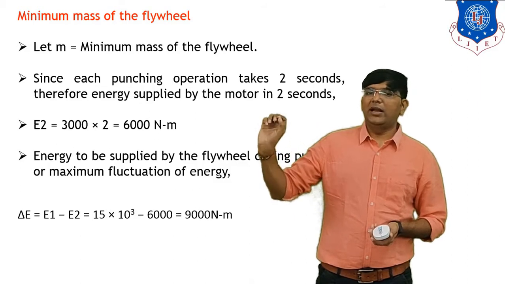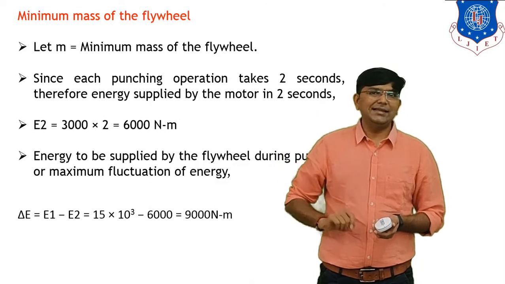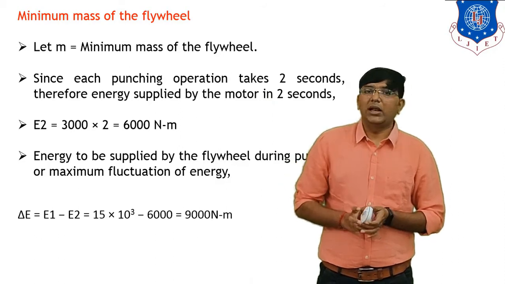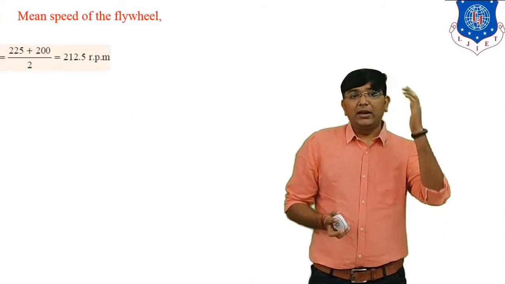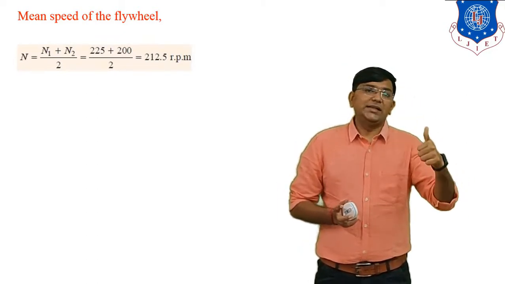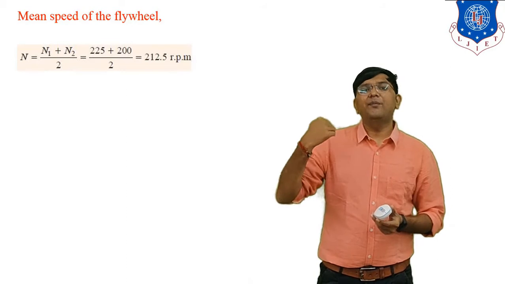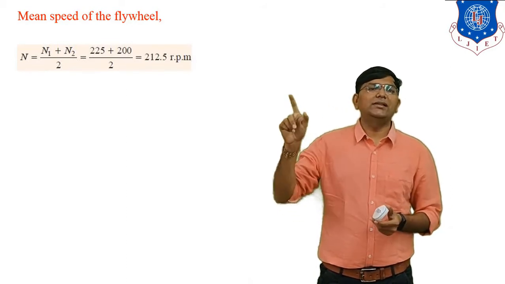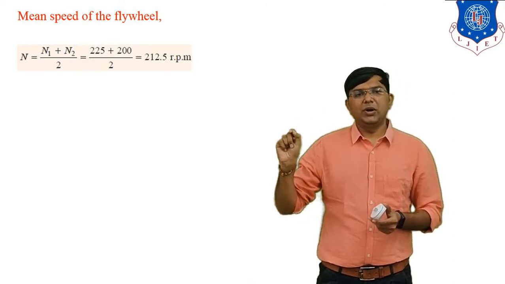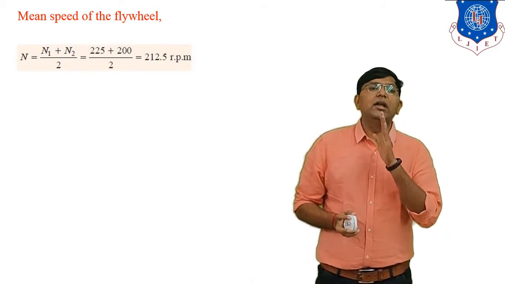Now we have calculated the value of delta E, that is 9000 Newton meter. Now the second equation for delta E is I omega square Cs. Based on that you have to calculate the value of the mass of the flywheel. Clear? Now the mean speed of the flywheel. In the data two speeds are given, maximum speed and minimum speed. If you find the average of those speeds, then you can calculate the value of mean speed. So small n is equal to n1 plus n2 by 2. Put the values of n1 and n2 over here. So 225 plus 200 divided by 2 is equal to 212.5 rpm. That is the value of mean speed.